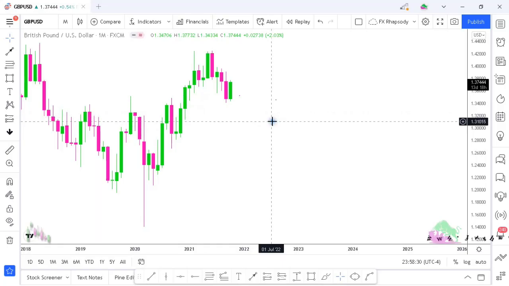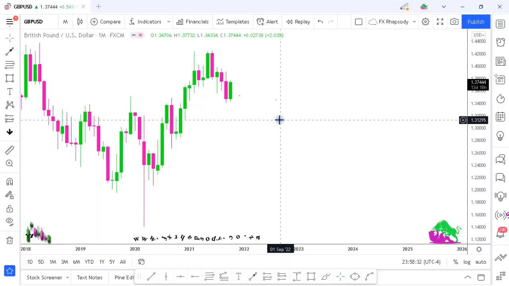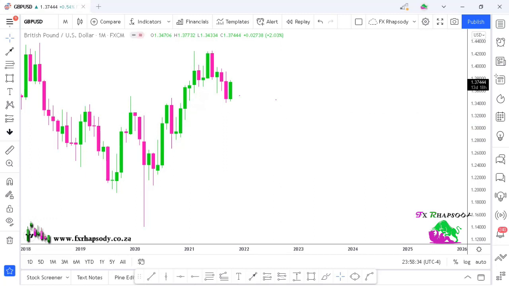Okay, so we start off with the British pound US dollar, GU. So let's look at the monthly time frame.